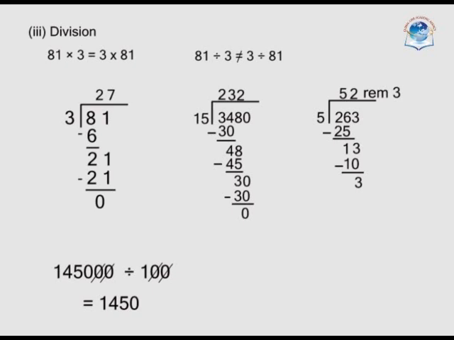However, not any zero can be cancelled, only the zeros to the far right end. For instance, it will be inappropriate if you had this and then you cancel like this. It is not right. Only the last 2 zeros can be cancelled.